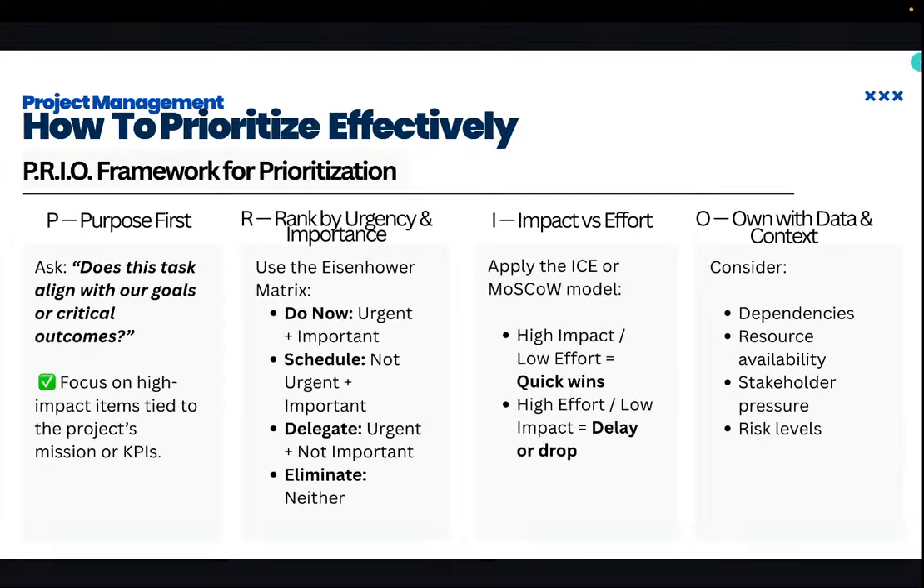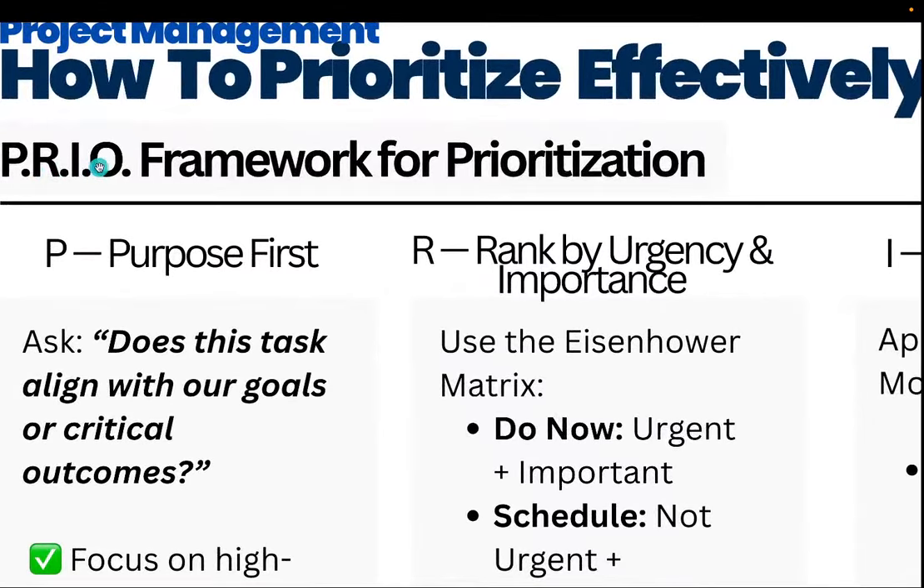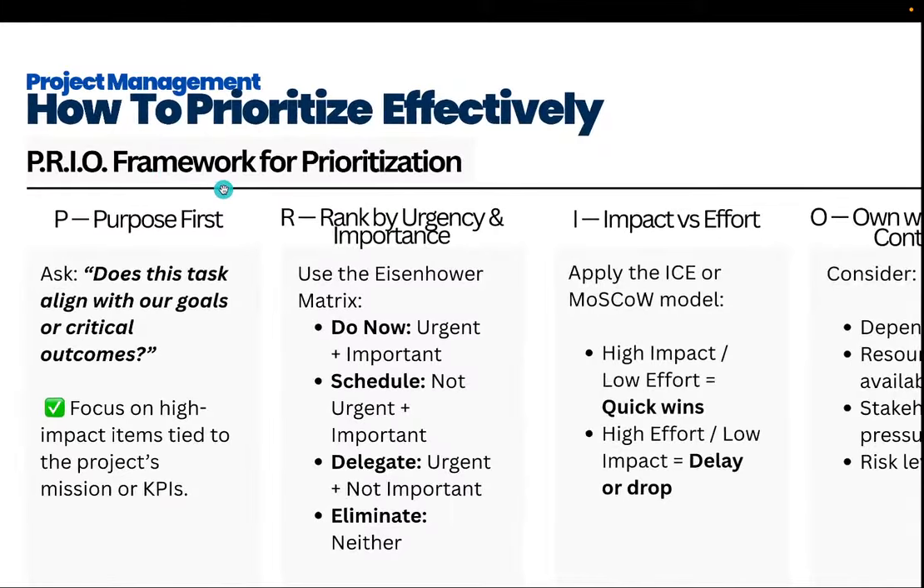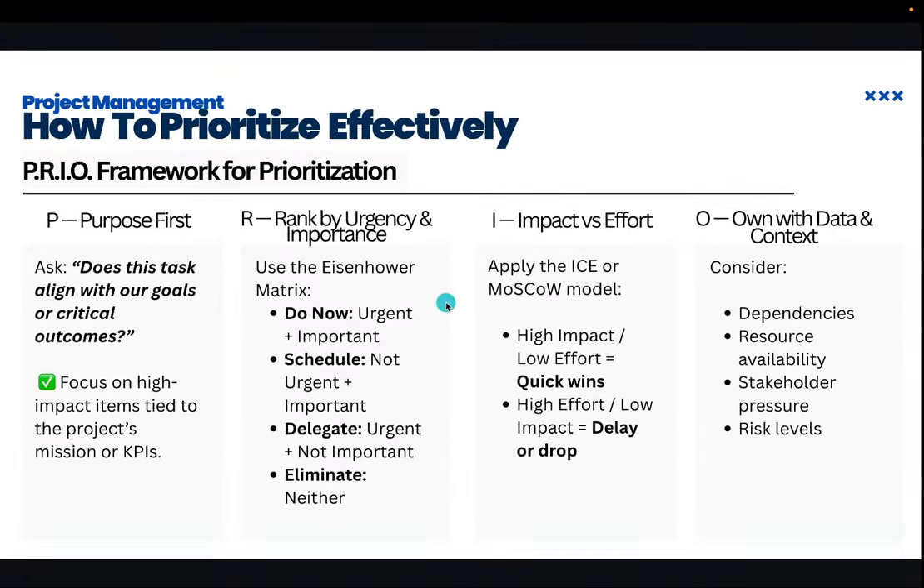Good. Now, when it comes to the last part of this session, we are basically going to discuss how to prioritize effectively. Good. So I have a framework you can use, which is the PRIO framework. And you can use that framework for prioritization. Good. So the P stands for purpose first, R stands for rank by urgency and importance, I stands for impact versus effort, and O stands for own with data and context.